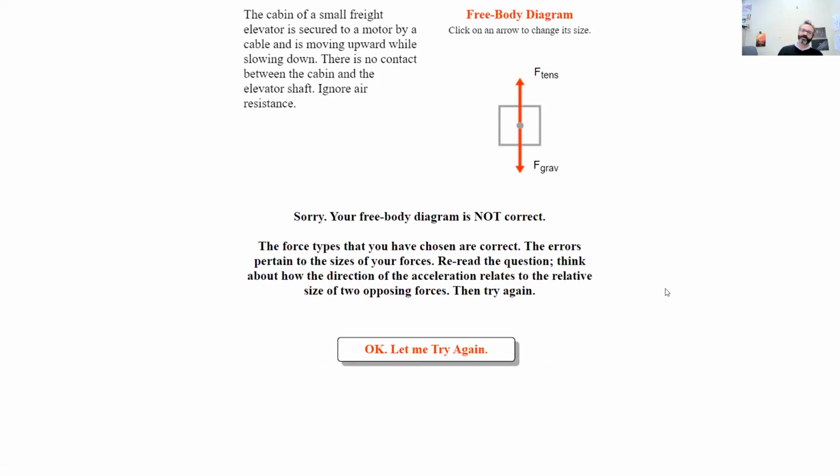So I might think I'm done, and I can click check and see if I'm right. And it says my free body diagram is not correct. And it's going to give you a hint, so make sure you read if you get something that's not right. It says the force types that I've chosen are correct, so having tension and gravity is right, but the errors pertain to the size of your forces.